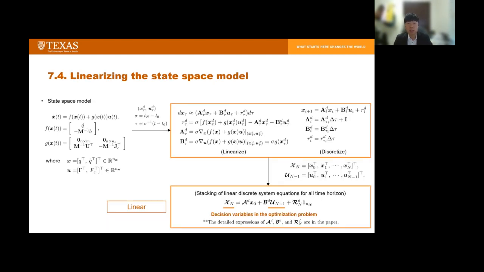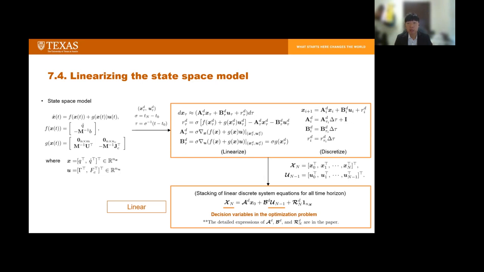First, we linearize the state space model. There are a lot of linearization techniques. Among them, we select a simple way to linearize the system along nominal trajectories. Given nominal trajectories of the state and input, we linearize the state space model. In turn, we discretize it with discrete time interval delta tau.